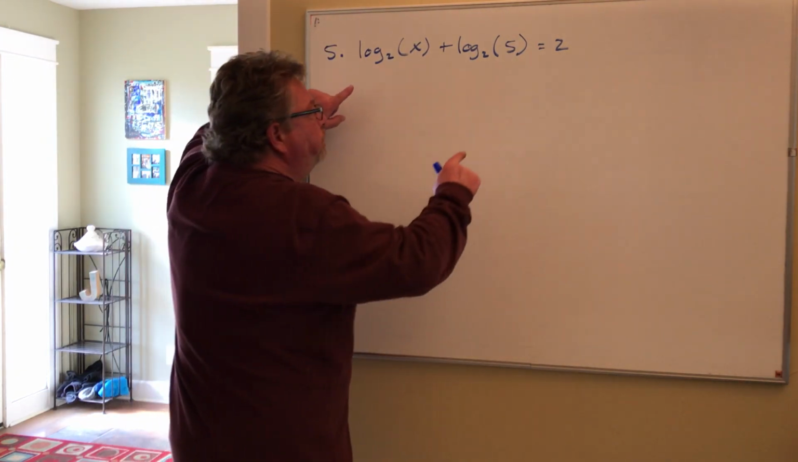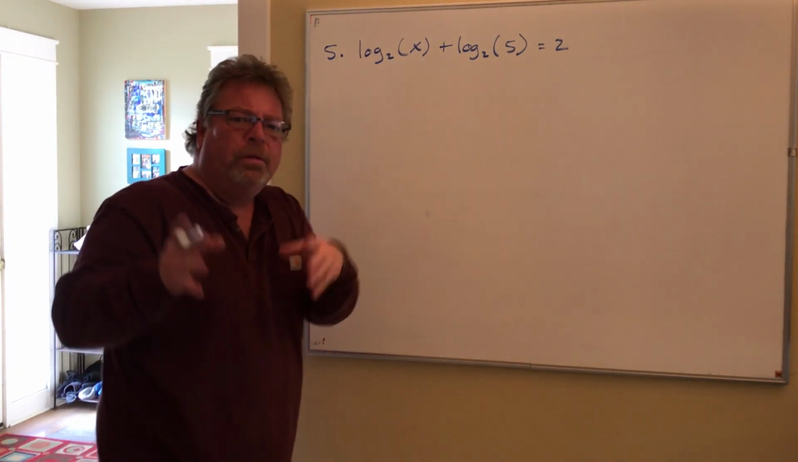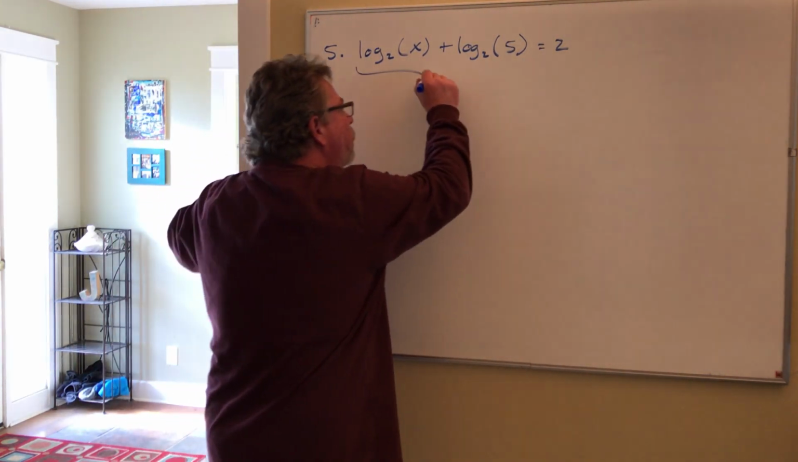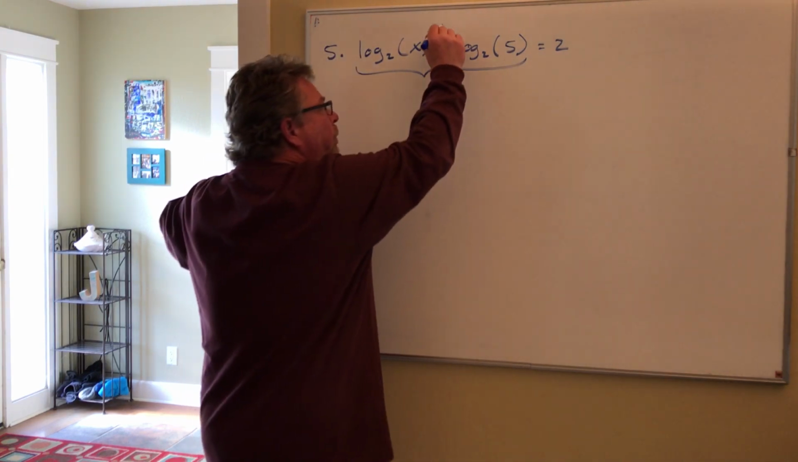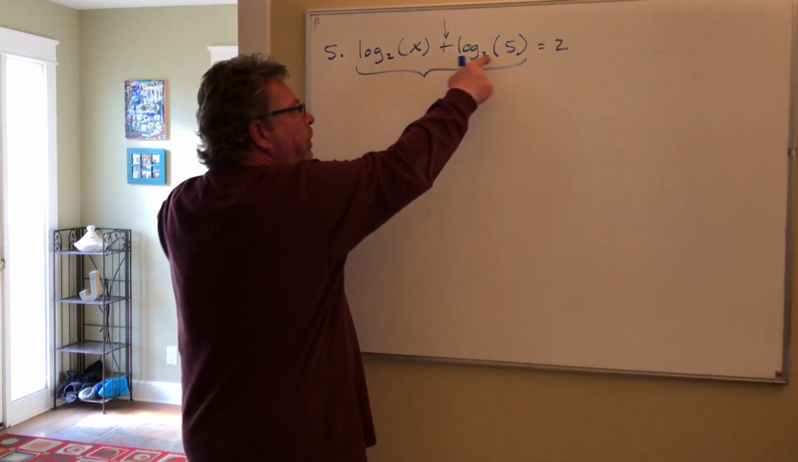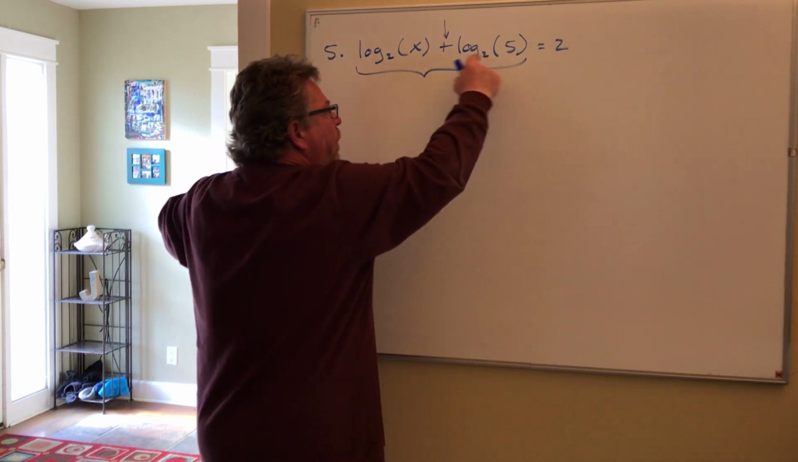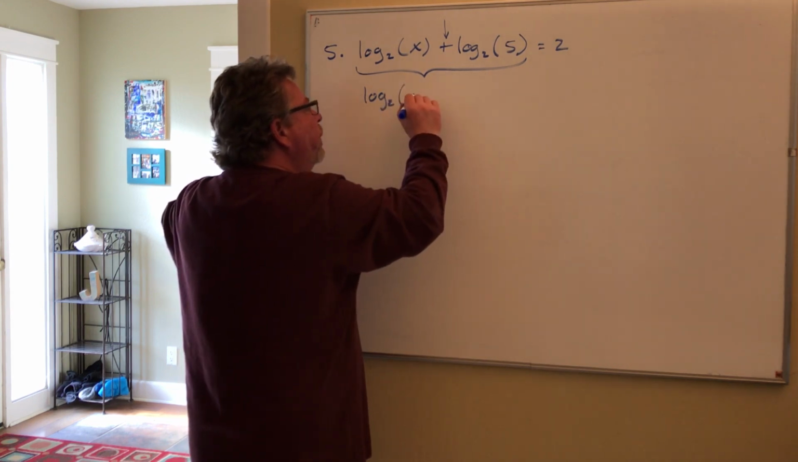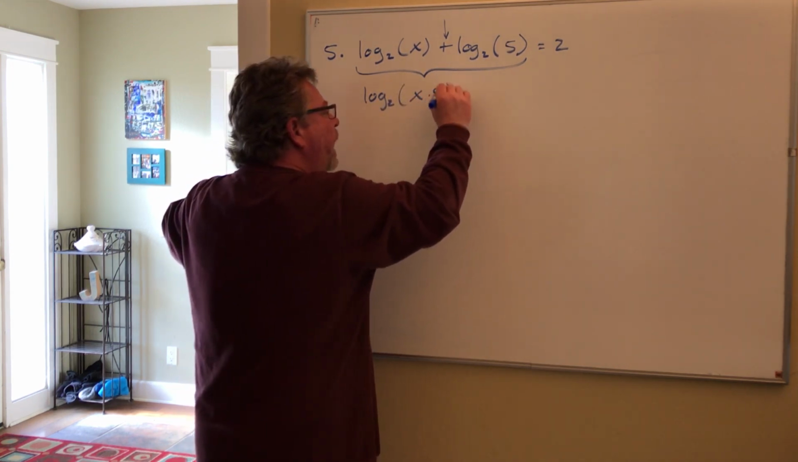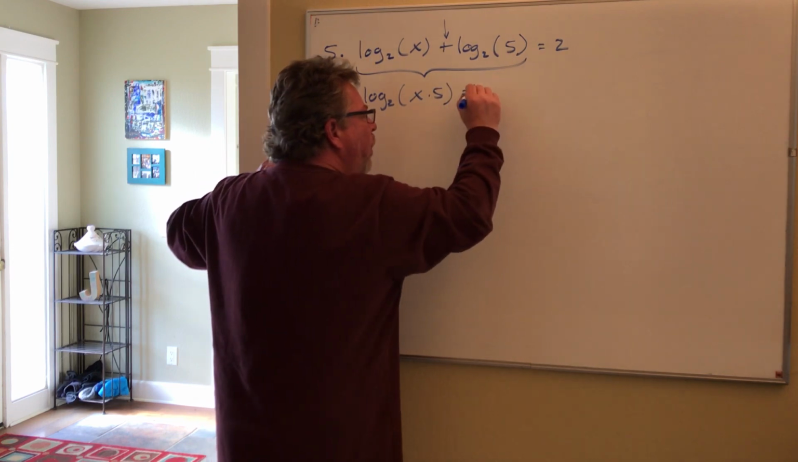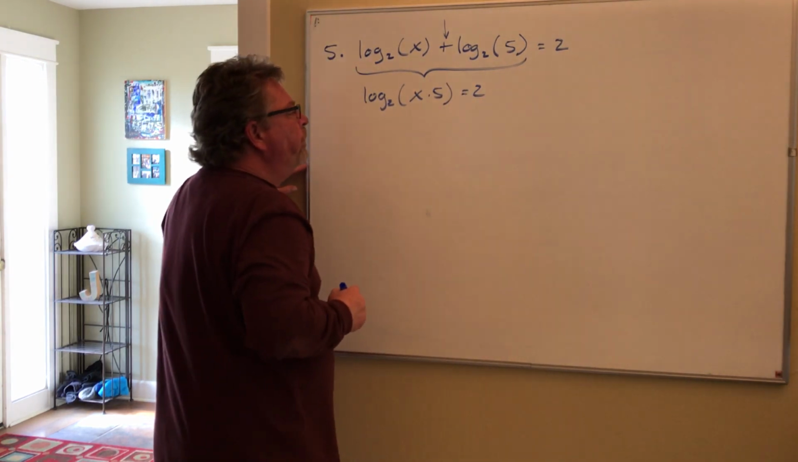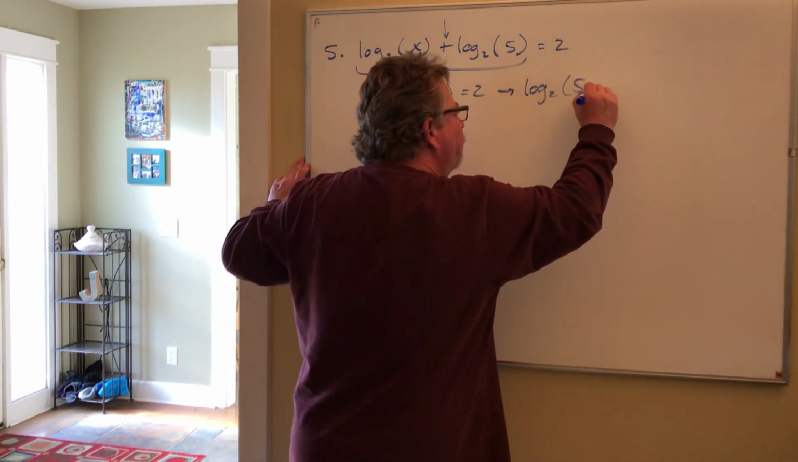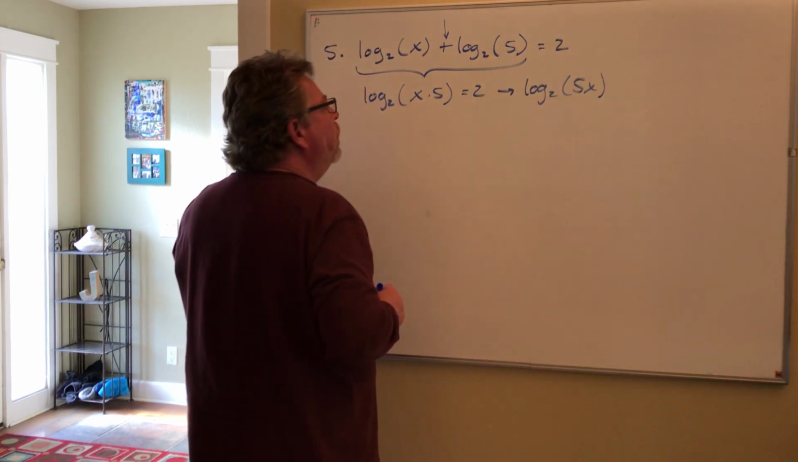Because what we're heading towards is log equals number. But I need to combine these two into a single logarithm. But we know from our properties that if we have log plus log and the base is the same, I can write this as the logarithm base 2 of x times 5. The product of those two is equal to 2. So what this becomes is the logarithm base 2 of 5x is equal to 2.